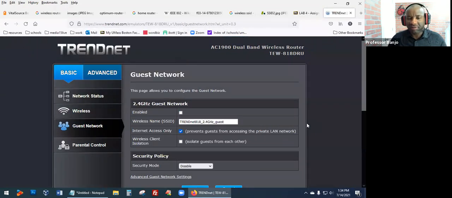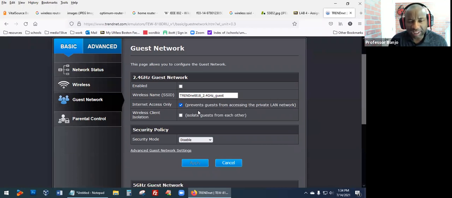Now, the guest network, let me show you. Right here, you can look at the options that are there to help us understand. For your guest, it says prevent guests from accessing the private LAN. What does that mean? Let's say, Sam, I come to your house and I say, hey, what's your wireless password? And you give me your wireless password and I log in at your house. Well, I'm going to log in on the guest network. So I'm not able to access your files as a guest, right? Only people on the, shall I say, official network can access the files.